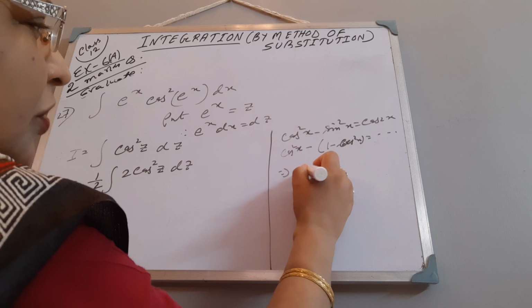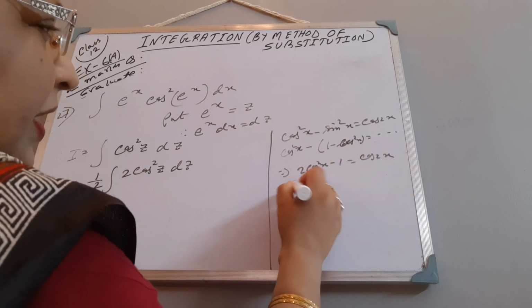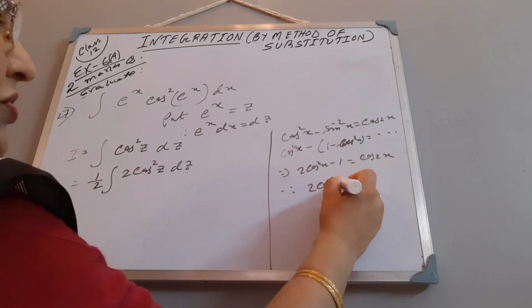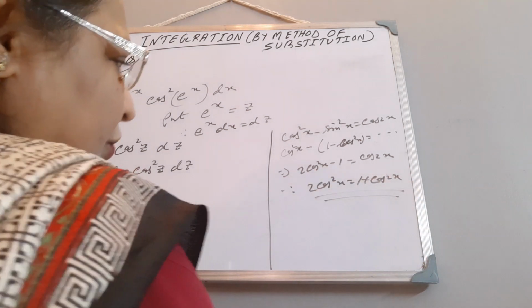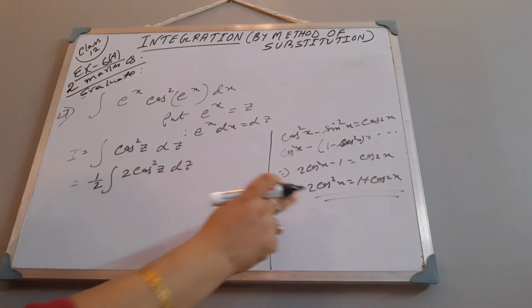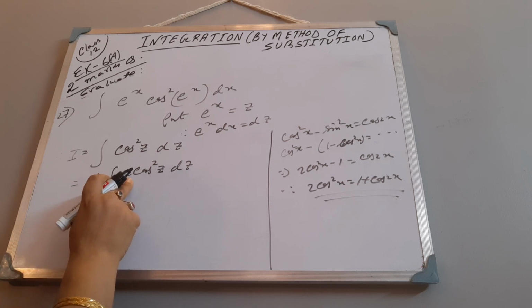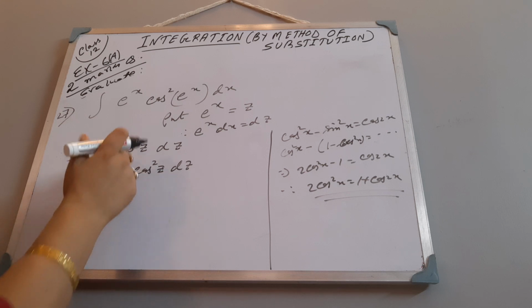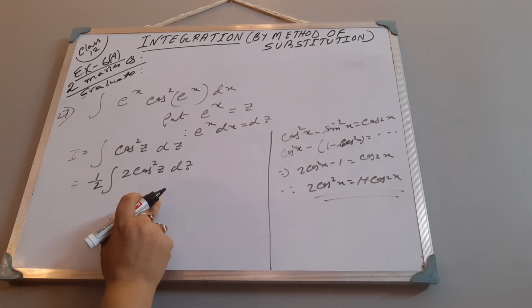So it is coming 2 cos square x minus 1 is equal to cos 2x. Therefore, 2 cos square x is equal to 1 plus cos 2x. This formula we know. To get this formula, we have just multiplied by half, and here also multiplied by 2. So half into 2 gives us only 1. So this remains the same. Only the formation changed, the value is not changed.